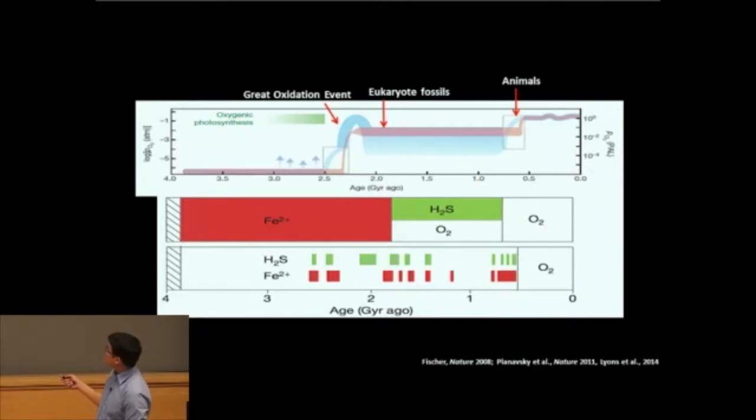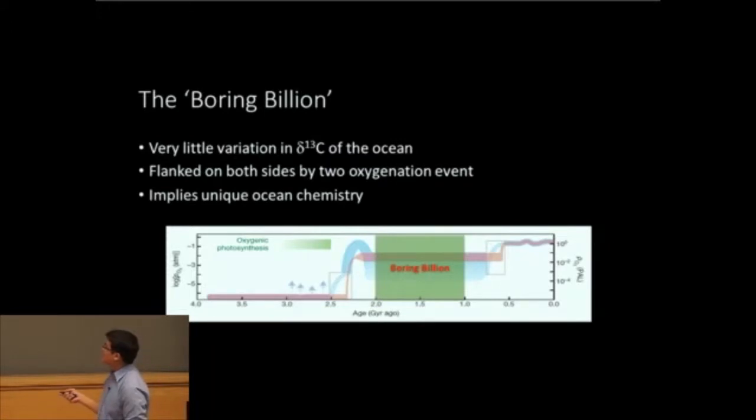So my study takes place at around 1.5 billion years, right after eukaryotes have already emerged, but right before the rise of animals. So the boring billion, what is it? It's a period during Earth's time in the mid-Proterozoic, so about 1.5, and it got its name from very little variation in the delta C13 record. And you just see it flatline for about 1 billion years.